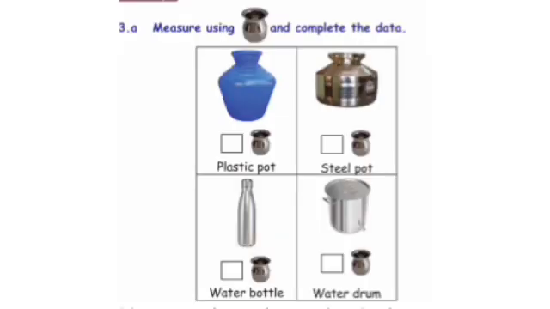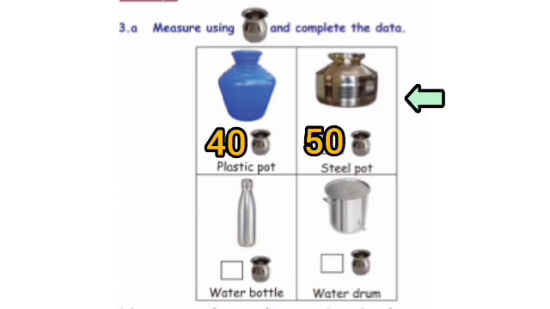Measuring using vessel and complete the data. Children, we have to use this vessel and complete the data. First one, plastic pot. It takes 40 times to fill this plastic pot using this vessel. Next one, steel pot. It will take 50 times to fill this steel pot using this vessel. Next one, water bottle. To fill this water bottle, it will take 2 times using this vessel.